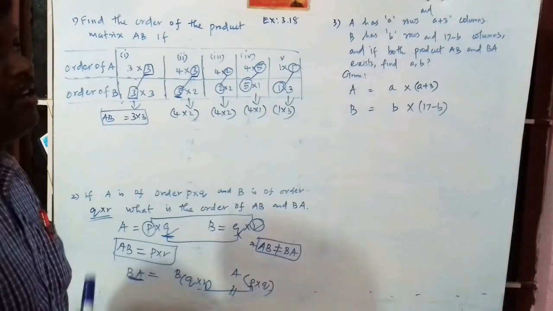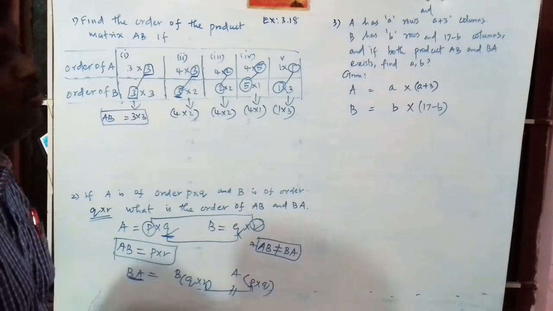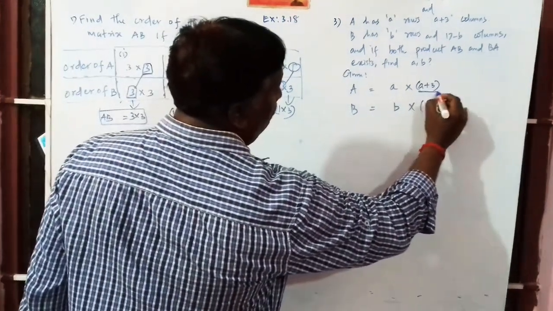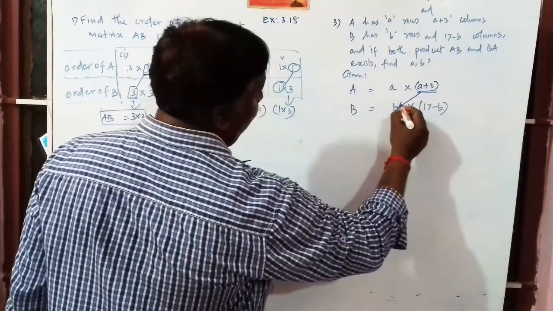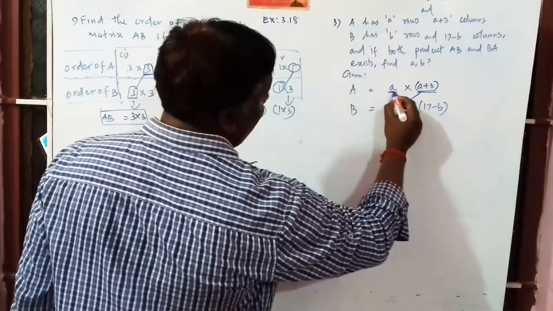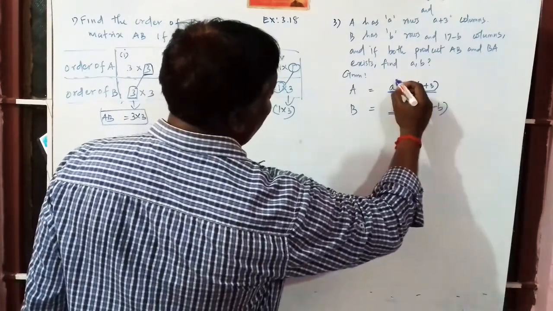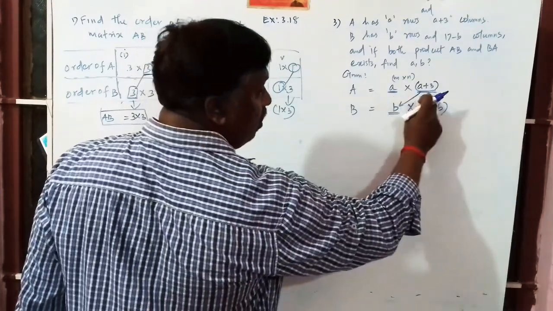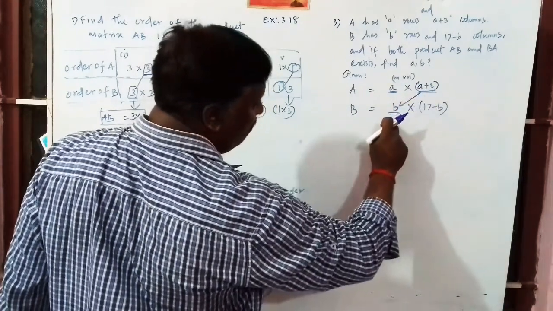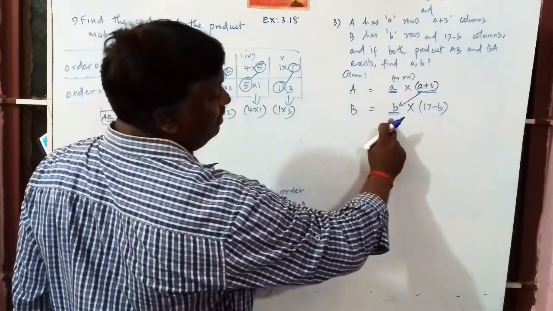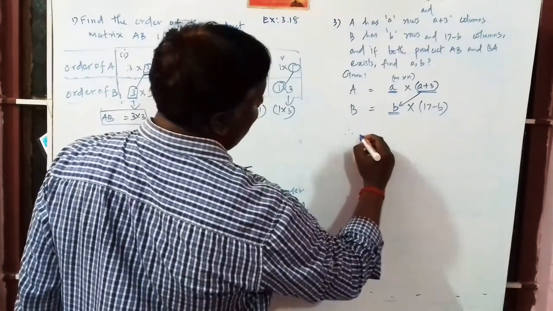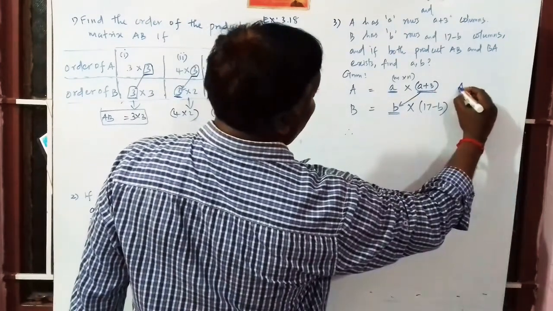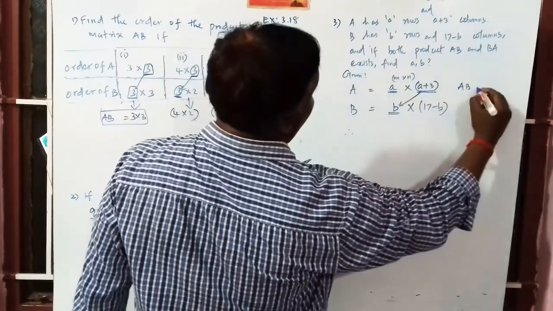The number of columns of the first matrix must be equal to the number of rows in the second matrix. So this is the order, A into A plus 3, order M by N, the first one. The number of columns in the first matrix equals the number of rows in the second matrix. Therefore, the product AB exists. It is given that AB and BA exist.